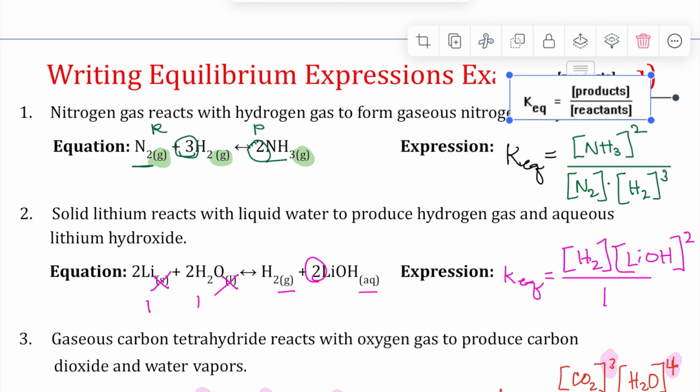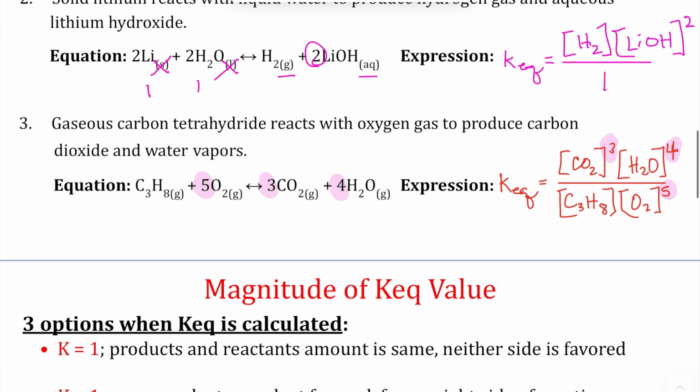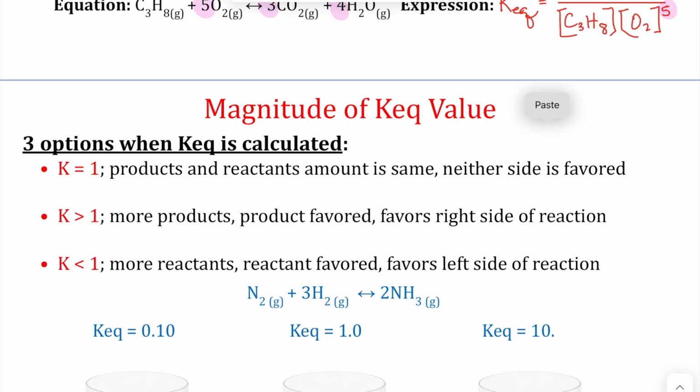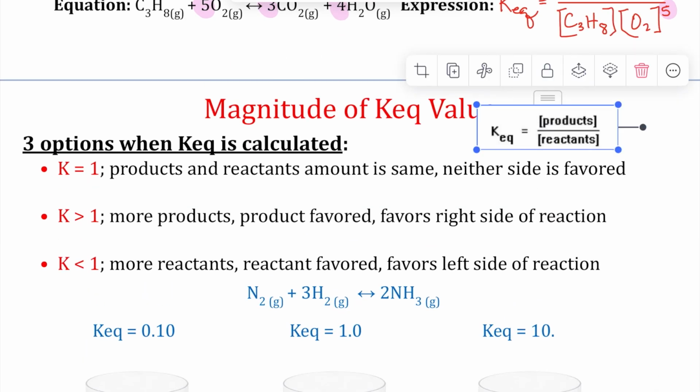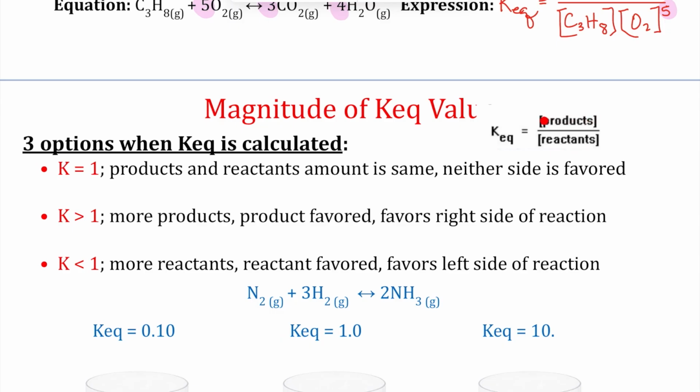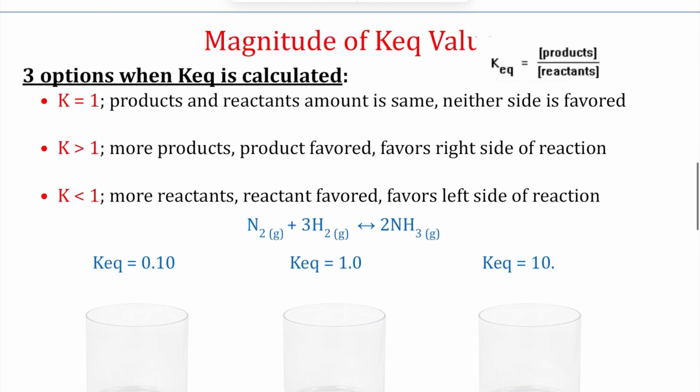As we look at how we write these Keq expressions, if we have our products favored, that means the number on the top is bigger. Well, that's going to be greater than 1. If our number on the bottom is bigger than this one, our number is going to be less than 1. And so that's how we're going to get our reactants being favored.